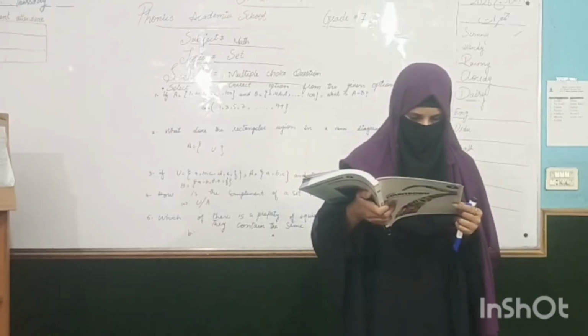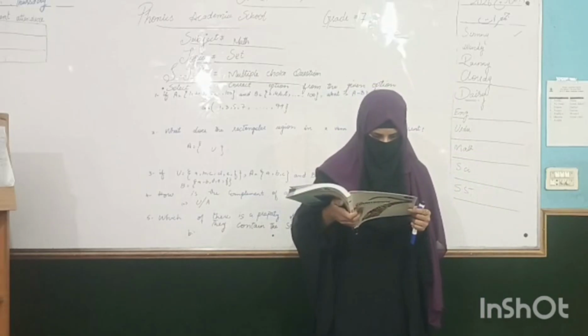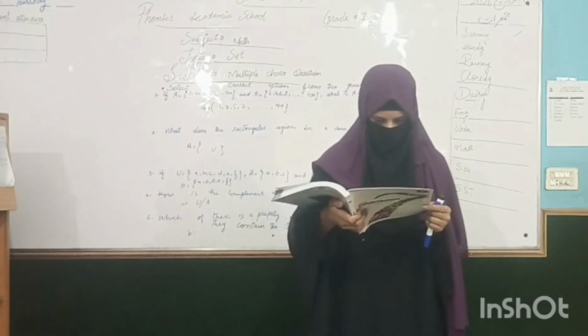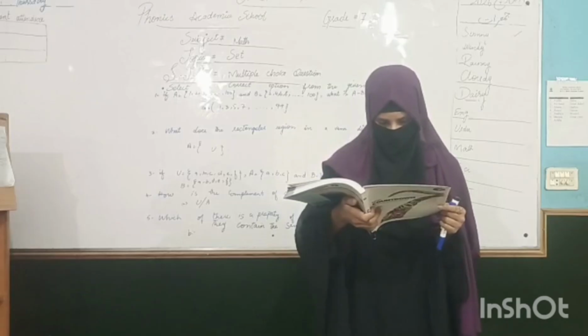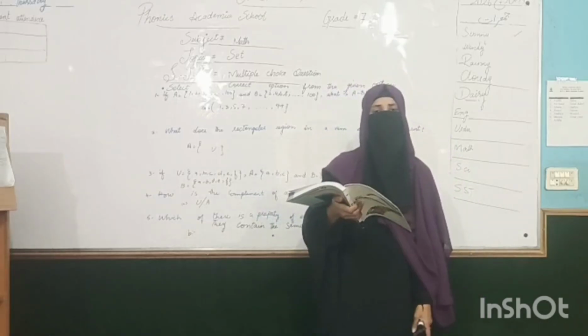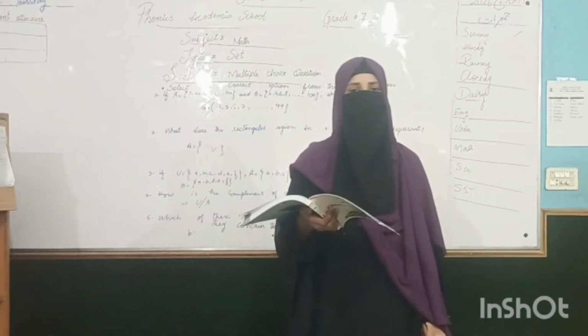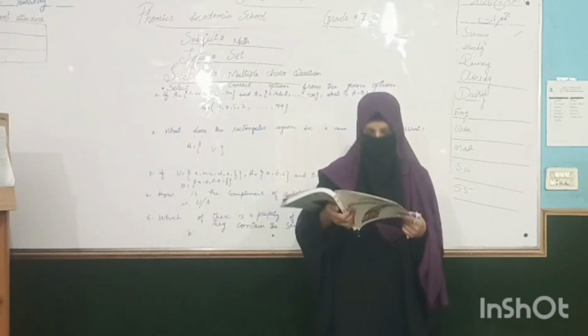Question number 4. What is the complement of the set A? The options are: A minus B, A union B, U divided by A, or universal intersection A. The correct option is U minus A. Complement means U minus A.